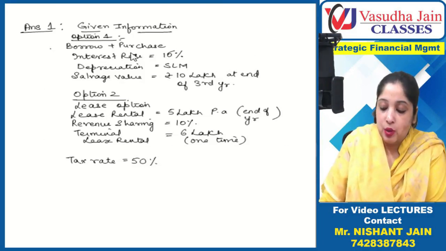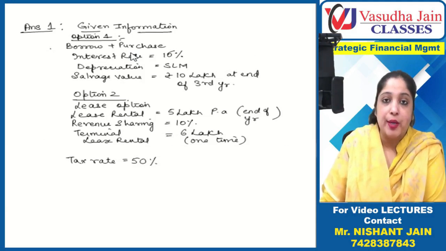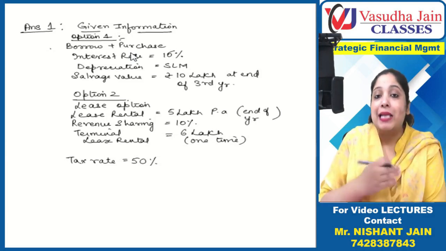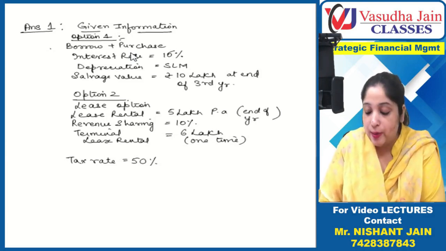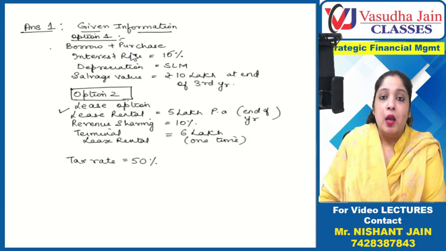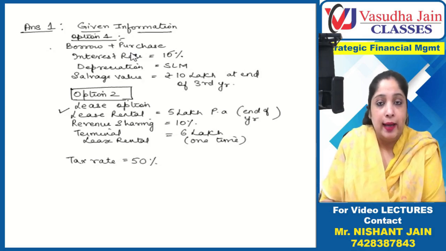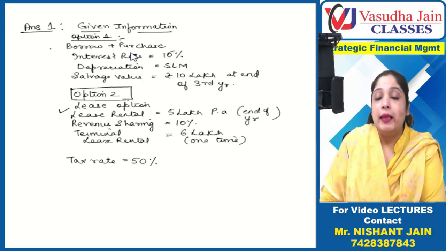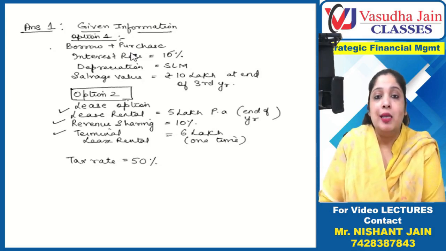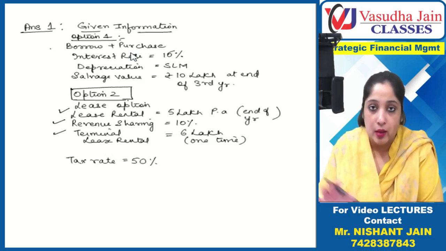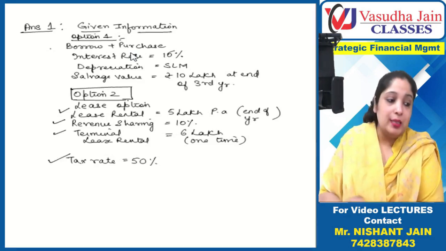Now option 1 is your borrow and purchase option, where the interest rate for borrowing is 16%, SLM depreciation has to be used, and the machine salvage value at the end of the third year is 10 lakh rupees. And under option 2, the lease option, lease rentals are to be paid at 5 lakh per annum, which is to be paid at the year end. Every year end we have to pay the 5 lakh plus 10% revenues to be shared every year. And then when the lease agreement finishes, at that time 6 lakh rupees is also to be paid under the lease agreement, that we have learned from the question. Tax rate given in the question is 10%.